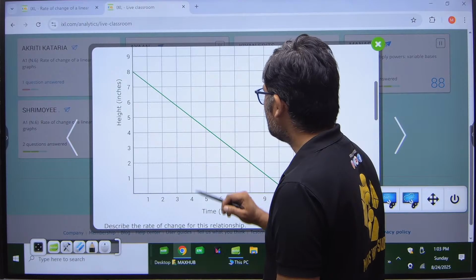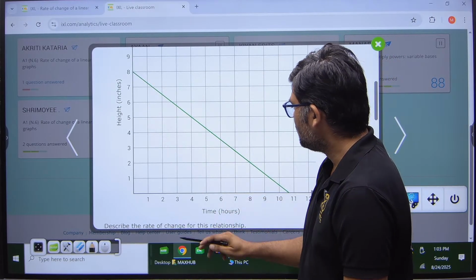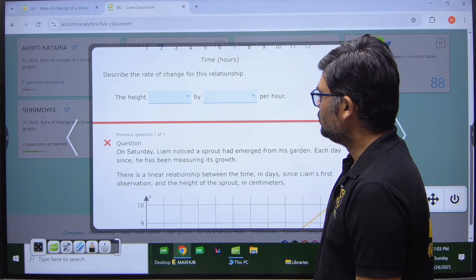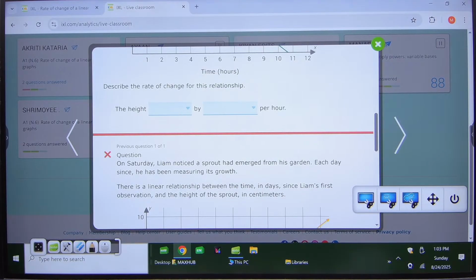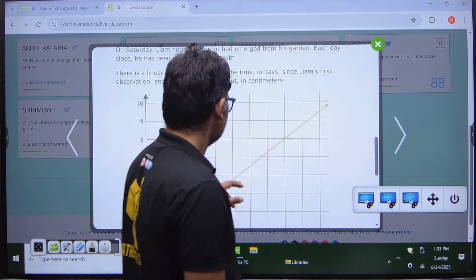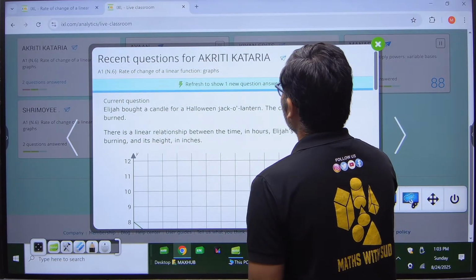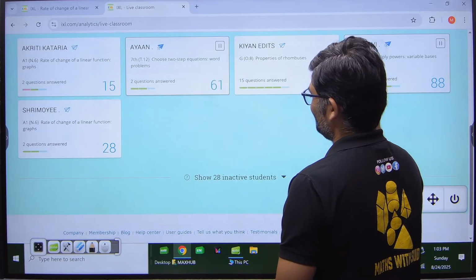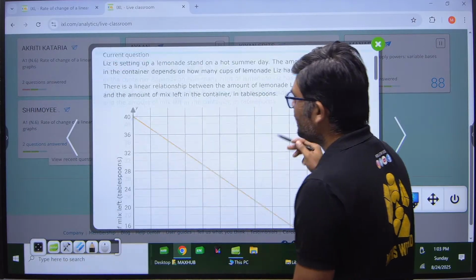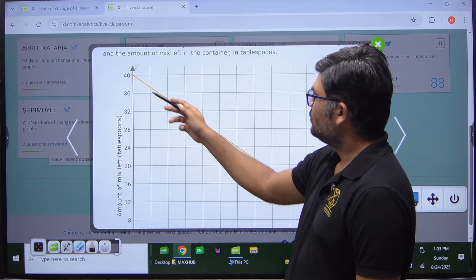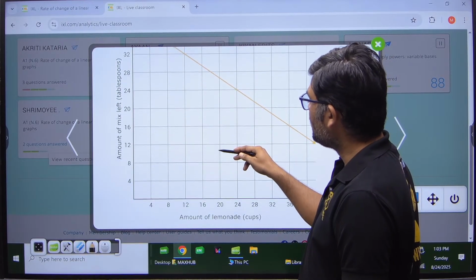Akriti, yours also is decreasing, and at the rate of 3 by 4. It is decreasing at the rate of 3 by 4. So the previous one was increasing, this one is decreasing. The rate is the same. By looking at the graph, you can easily tell it is decreasing. Again, decreasing, beta. So 8 units down and 12 units to the right.